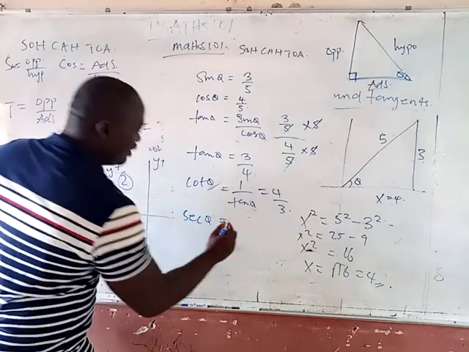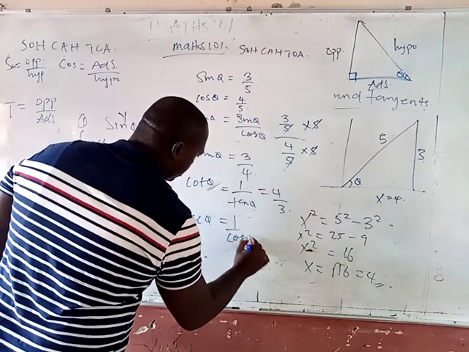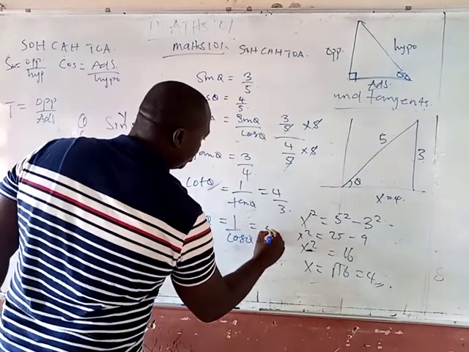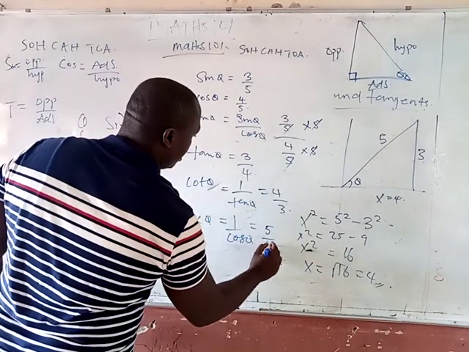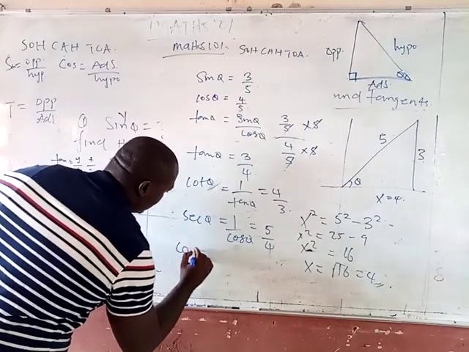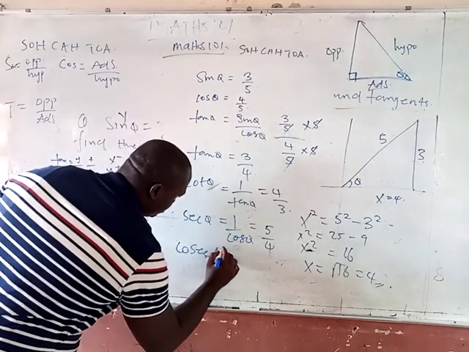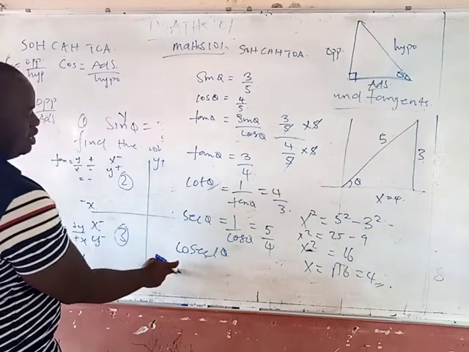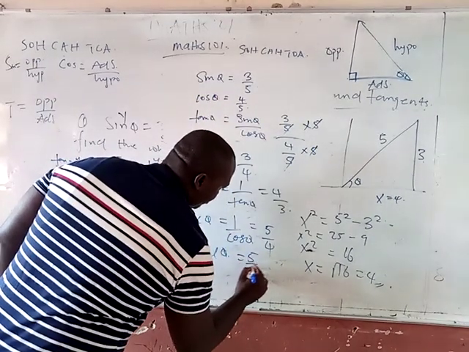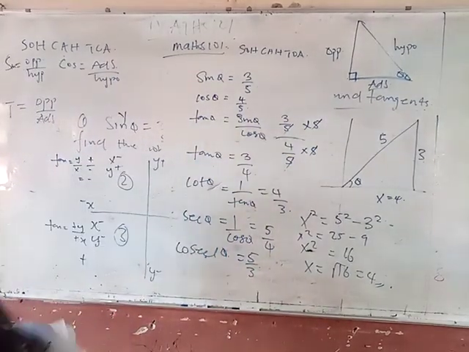Of course, 1 all over cos. And our cos is 4 all over 5. So this is 5 all over 4. Now what about cosec of theta, which is 1 all over sine? So 1 all over sine is just 5 all over 3. Can you see how easy this is?